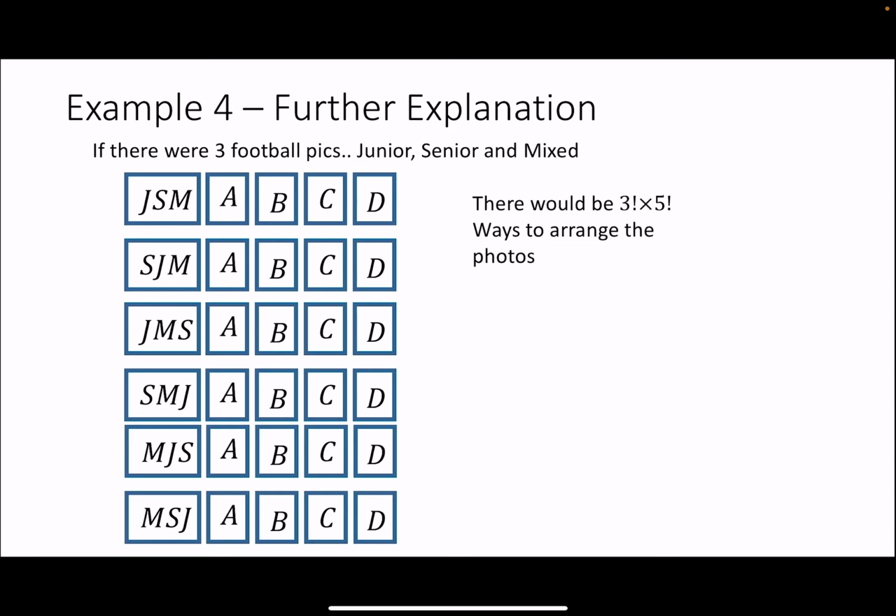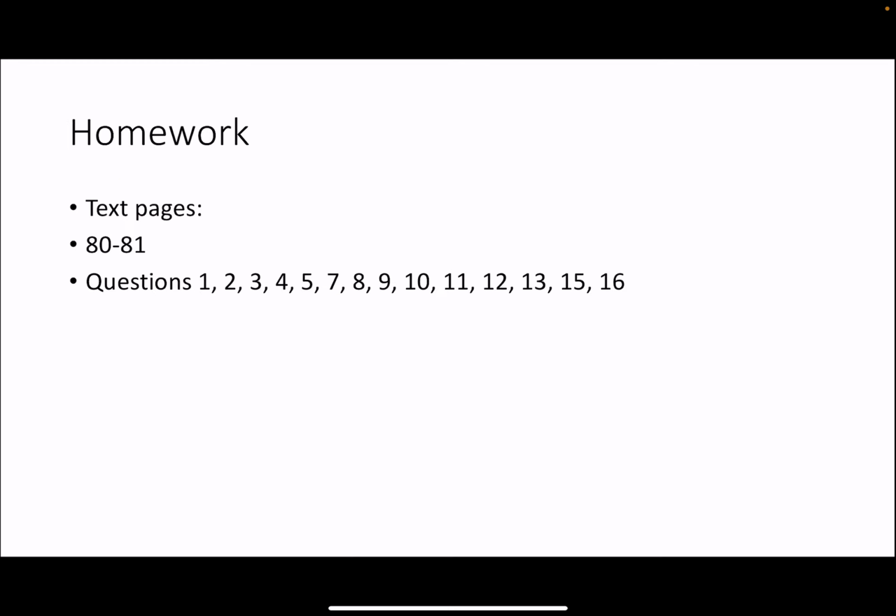So let's just say I had S, J, M. These are all the same right here. But this is just one of the ways to arrange these. For every one of them, I have 3 factorial ways, which is 6 ways to arrange them.